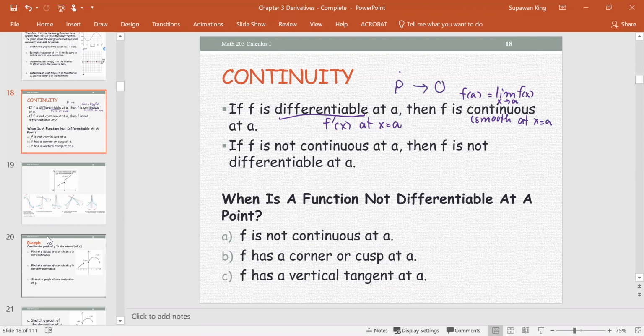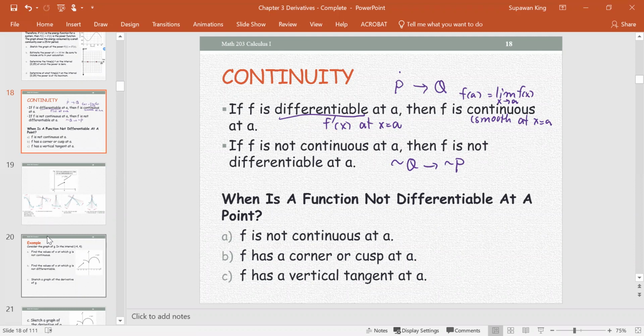Consider this as a conditional statement, P then Q. So the contrapositive, not Q then not P, would give the same true statement. P is the statement that f is differentiable at a, and Q is that f is continuous at a. So not Q is f is not continuous at a, and not P is f is not differentiable at a.